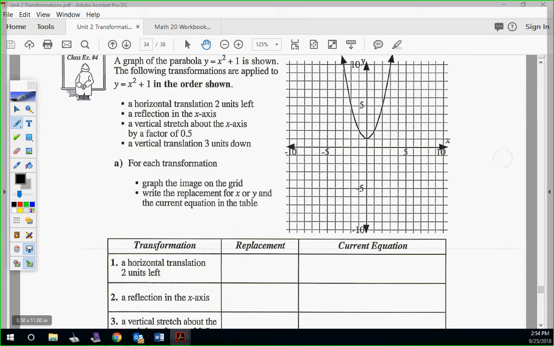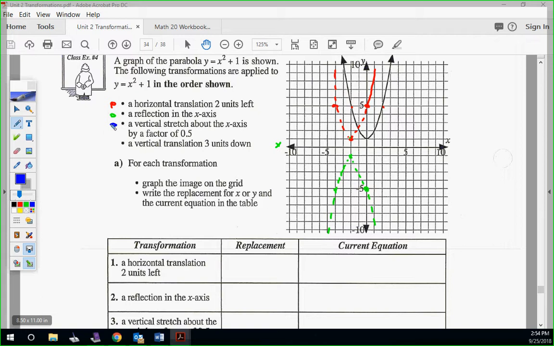Horizontal translation, 2 units left. Let's try to keep this a little bit clean, so we'll do this one in red. 2 units left just means that's there, that's there, that's there. That's after the first one. Green for the second one. Reflection in the x-axis, so we flip it down, because here's the x-axis. So here reflects to here. That was at 5, so I'm at -5. And there. So that's this spot.